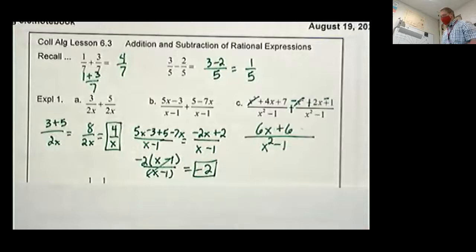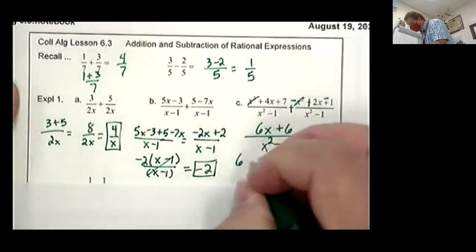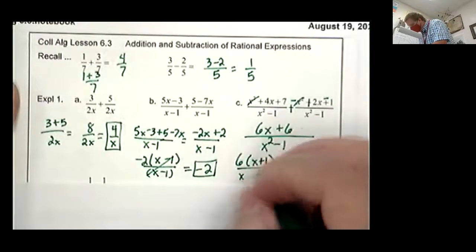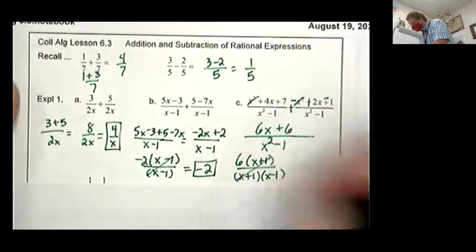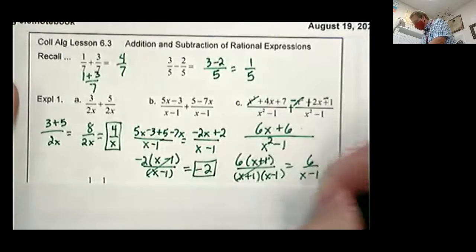Again, I want to factor to see if anything will cancel. Out of the top, we can factor out a 6. That leaves us with x plus 1. Notice the denominator factors as a difference of two squares, x plus 1 times x minus 1. There's our hidden polynomial that cancels. We're left with 6 over x minus 1.